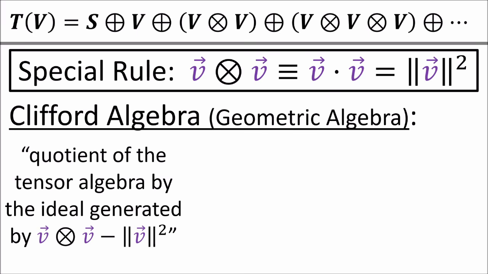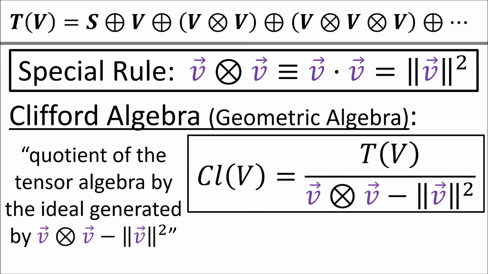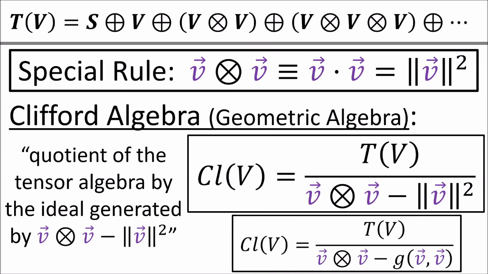More formally, we say that the Clifford algebra is what we get when we take the quotient of the tensor algebra by the ideal generated by V tensor V minus the squared magnitude of V. You might also see this magnitude formula written with a G. This is called the metric tensor, and it's just a function that gives vector lengths.